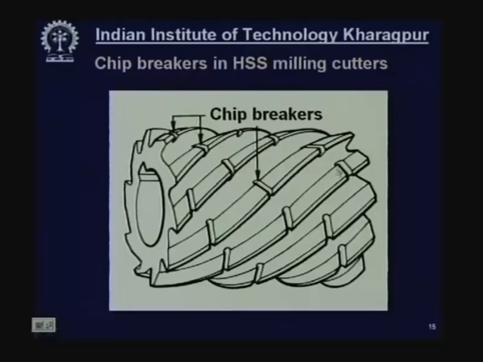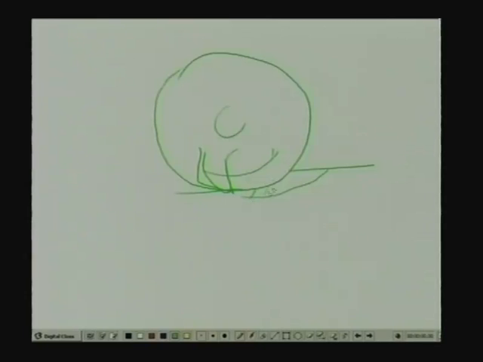Now, here you see the milling cutter, and this is a helical milling cutter. These are the cutting edges, the flutes are the cutting edges. On the flutes, small grooves are cut. Actually, what happens in milling? Suppose this is a milling cutter, cutting tooth, and this is the workpiece. So, this will move in this direction, rotate in this direction. So, this chip will be formed.